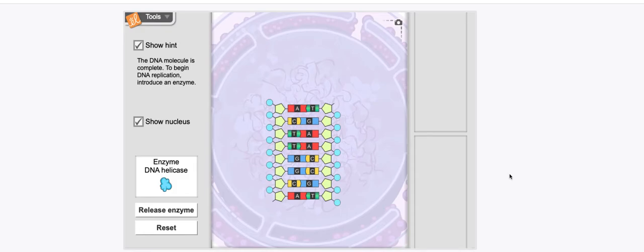This is a short video on DNA structure and DNA replication. And I'm going to use the application or gizmos to model how DNA is copied. Okay, here we have a sample strand of DNA.